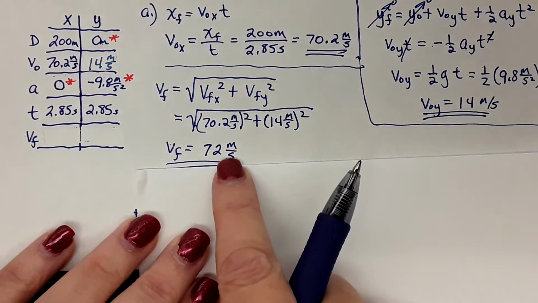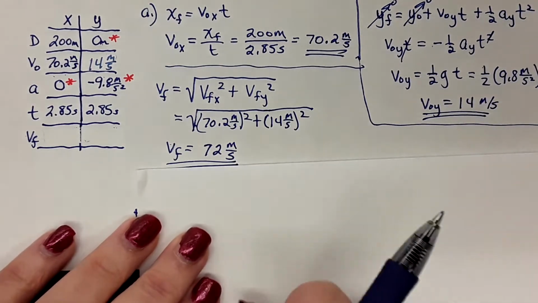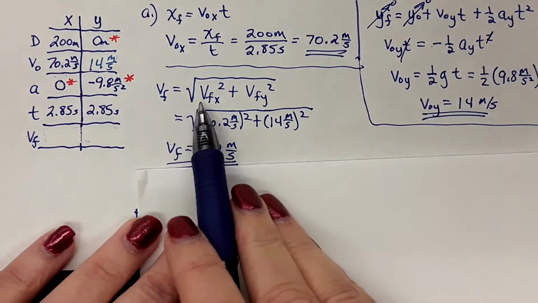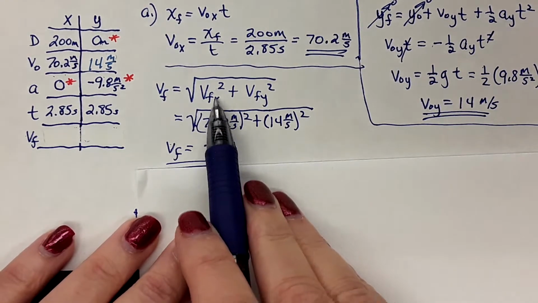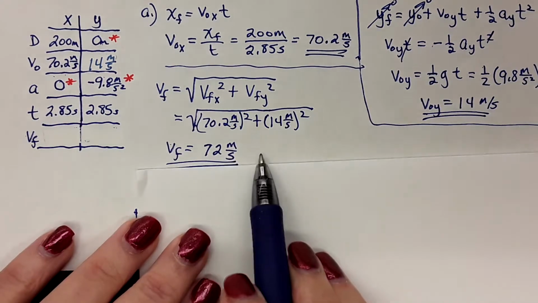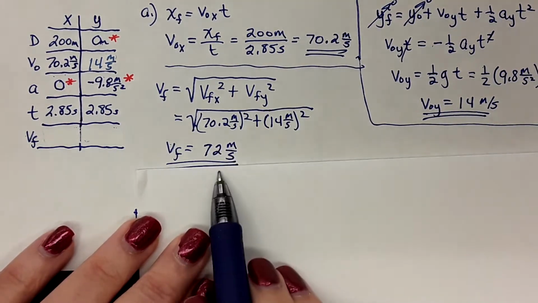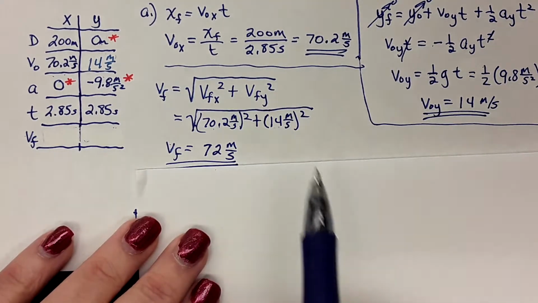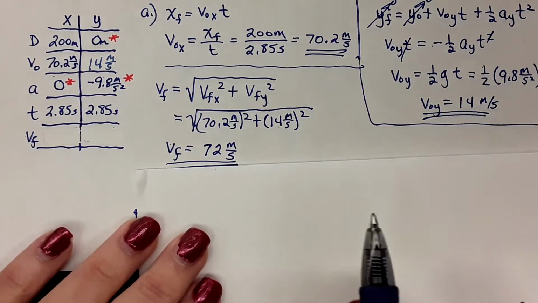All right, and if you need to pause the video and copy that down, you can. So the final velocity is going to be the square root of the x component squared plus the y component squared. So 70.2 squared plus 14 squared. Take the square root of the sum and you get 72. Sounds pretty reasonable, doesn't it? It's bigger than both of these, as the hypotenuse should be.